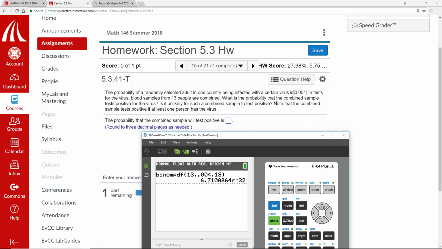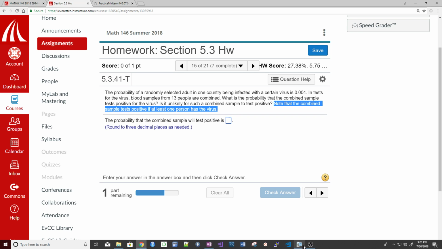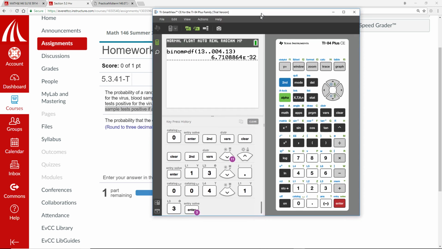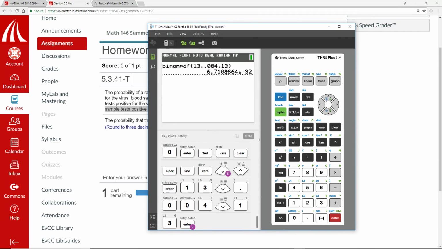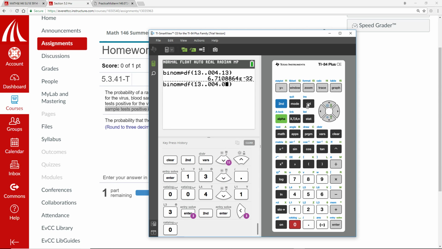It says, wait, no, wait. Note that the combined sample tests positive if at least one person has the virus. So maybe it's not exactly 13. It's actually going to be, let me run that back. At least one. I'm going to figure out, let's get this right. Let's do the probability of exactly 0, and then we just subtract that from the last probability.